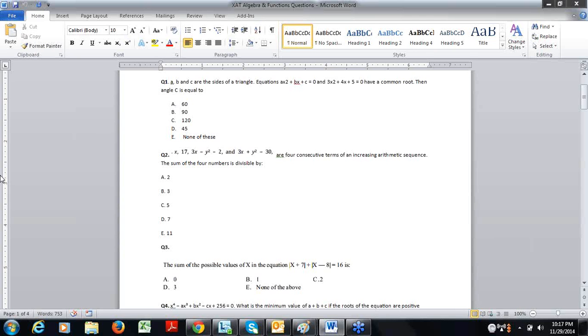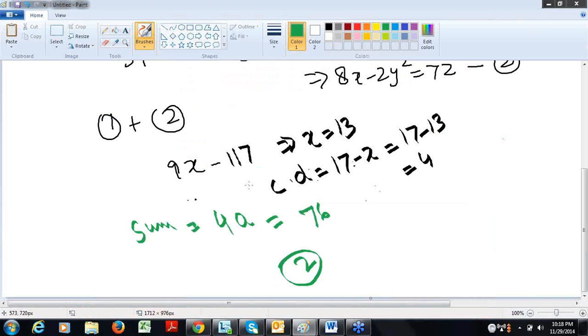Out of the numbers that have been given, 2, 3, 5, 7 and 11, 76 will be divisible by only 2. We'll go ahead and mark the option. So option A is right.